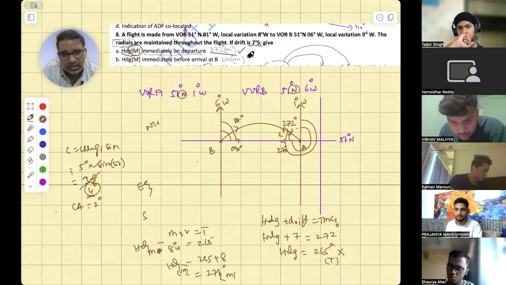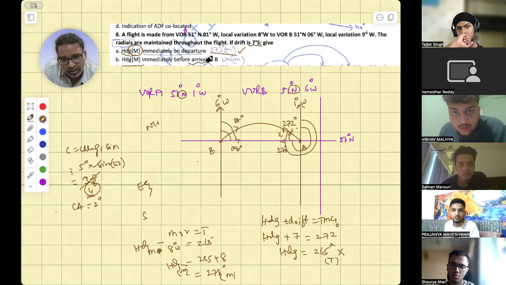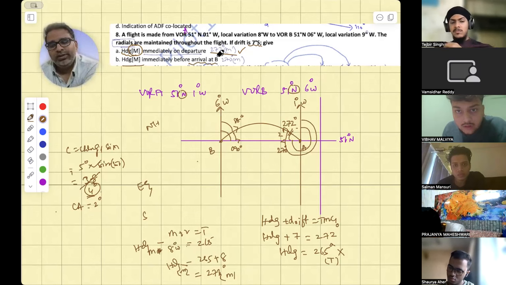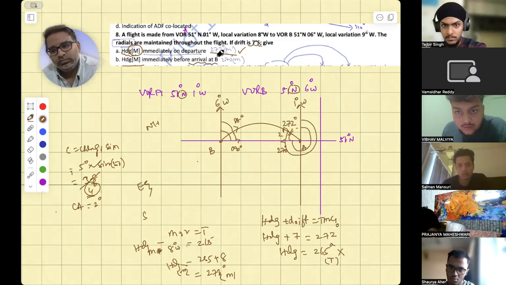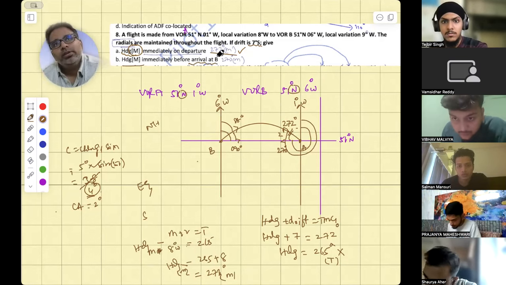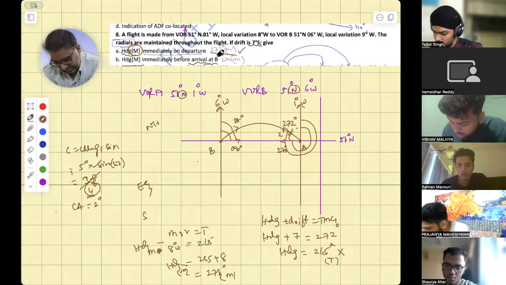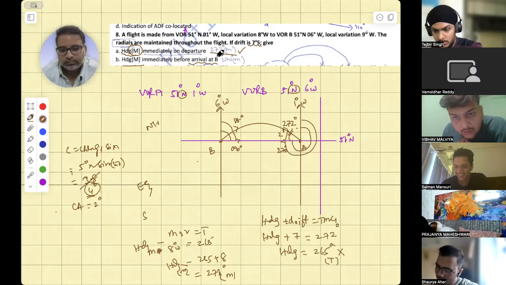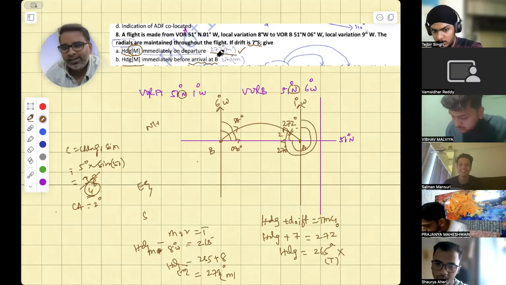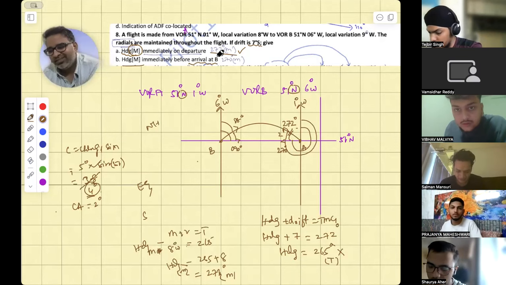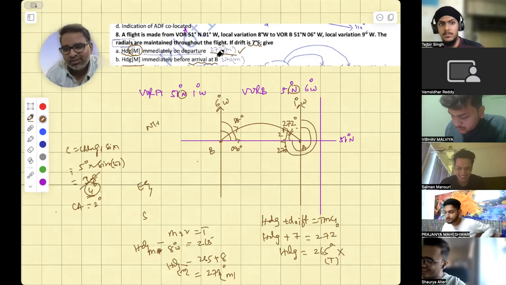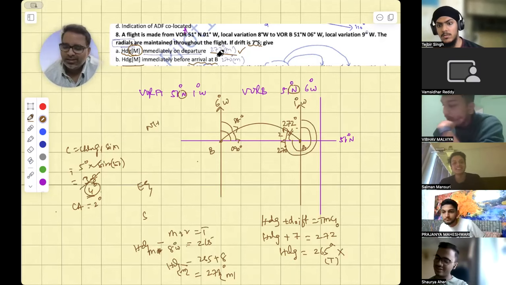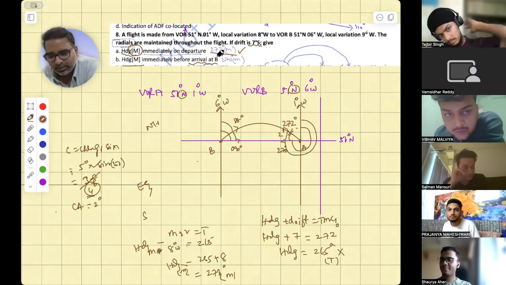Okay, now solve this: heading immediately before arrival at B. Solve it. You have 30 seconds. 25 seconds. Fifteen seconds. Ten seconds. Five seconds. 270. The true heading will be 261 and the answer will be 270. Very good. Everybody was able to solve it under 30 seconds. Very good.